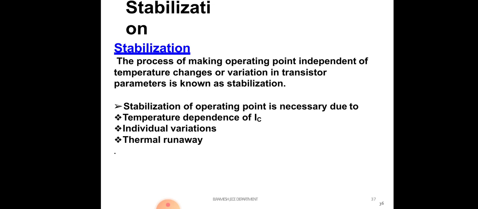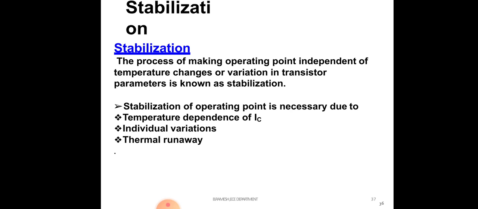Stabilization of the operating point is necessary due to temperature dependence of IC, individual variation, and thermal runaway. So when leakage current increases, your IC current increases, because IC is equal to beta times IB plus (1 plus beta) into ICO. When temperature increases, ICO current increases, so IC current increases, so the IC value changes.